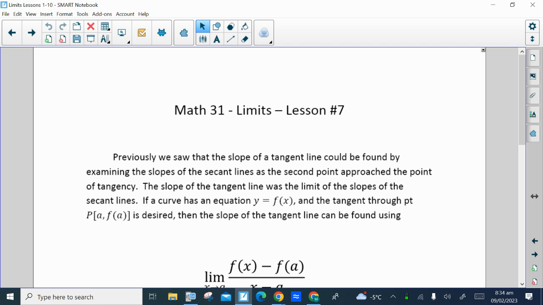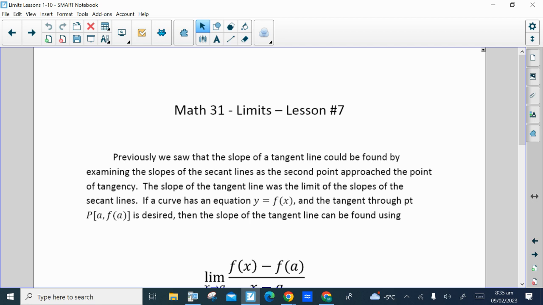So, previously we saw that the slope of a tangent line could be found by examining the slopes of the secant lines as the second point approaches the point of tangency. The slope of the tangent line was the limit of the slopes of the secant lines. But now we're going to see an algebraic way that we can find the slope of a tangent without using the table of values and guessing.